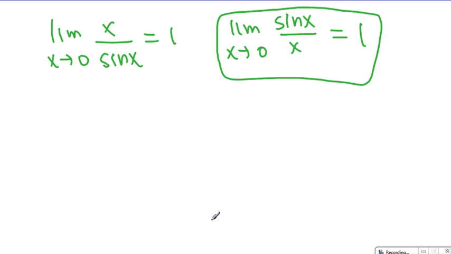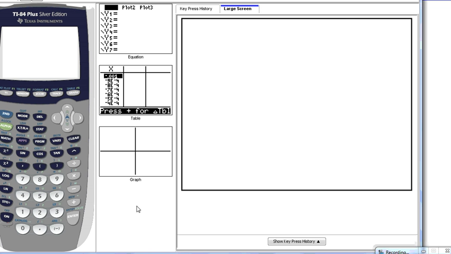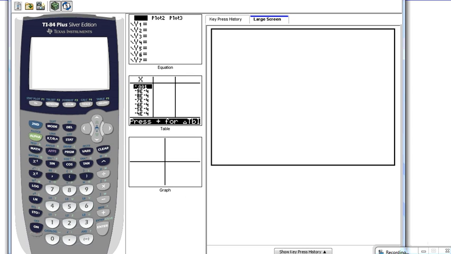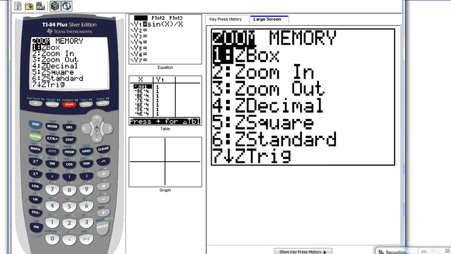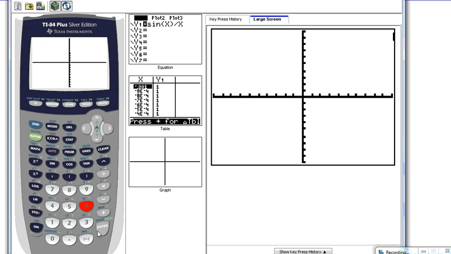Just to show you, if you use the graphing calculator here, go to y equals sine of x divided by x. If you zoom standard, number 6, over here, then you will be able to see a nice picture. As you can see, as x approaches 0, let me just bring this one down.